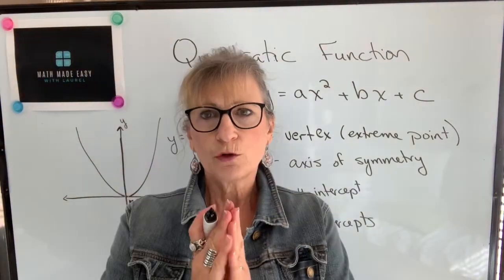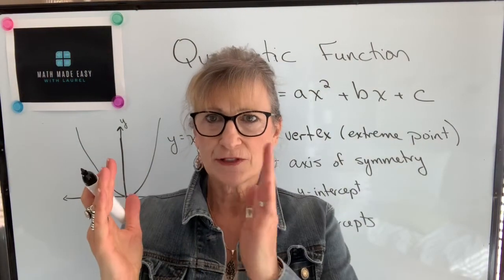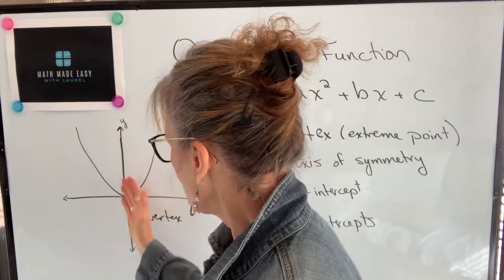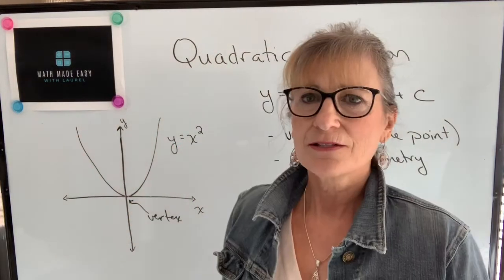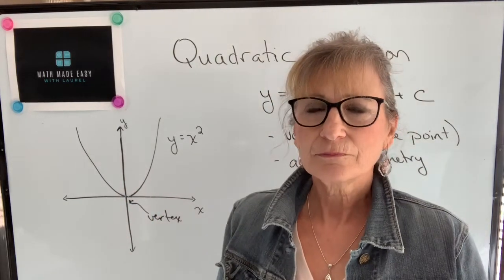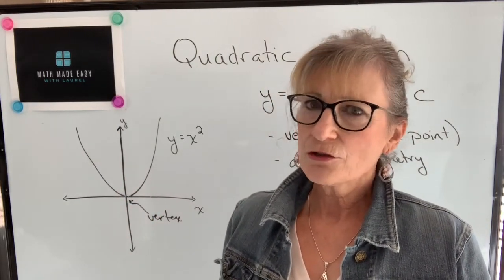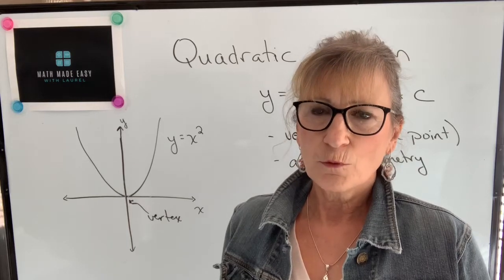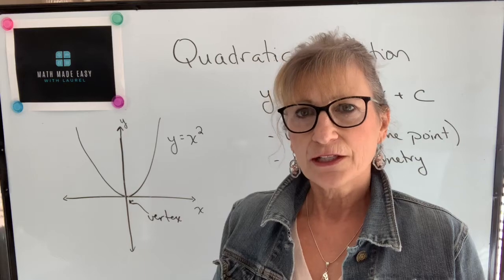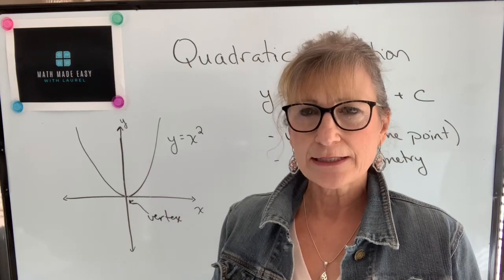A parabola will be a mirror image of itself on each side. So if I were to put a mirror here, this shape on this side would be identical to that. So there is an axis of symmetry for a parabola. So when you're asked to graph a quadratic function, you usually would start with finding the vertex, and I'm going to show you how that's done.